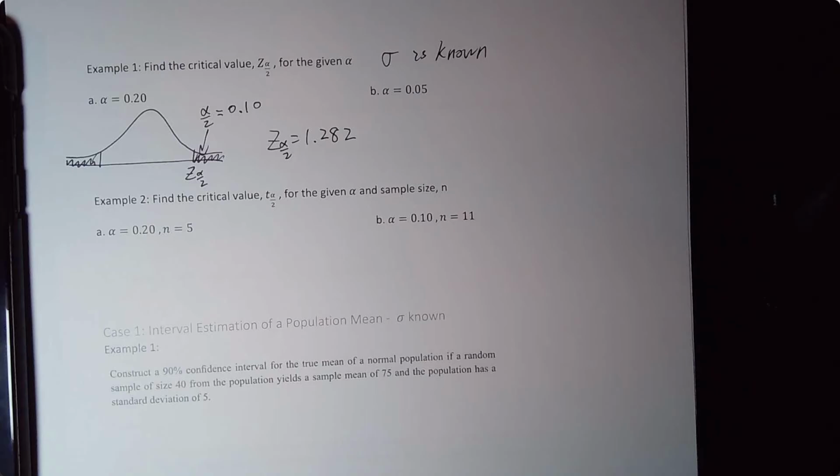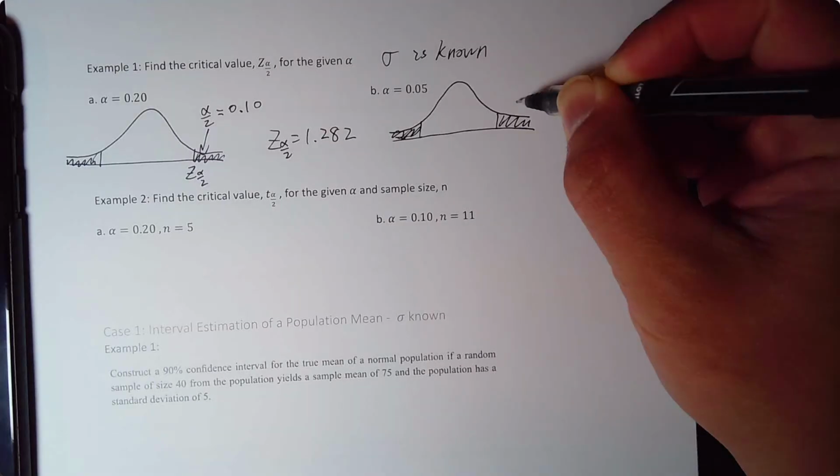Okay, so again, I suggest always sketch, so you make fewer mistakes. Here we go. I need those two tails. My alpha over 2, in this case, will be 0.025 divided by 2. That's my critical value. I'm going to use the app to figure out what that is.